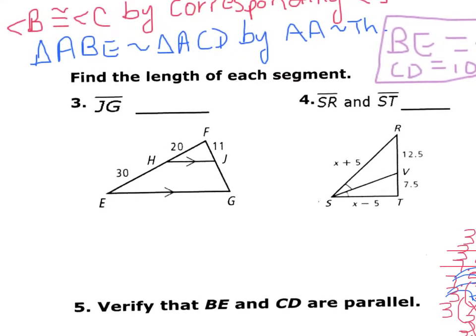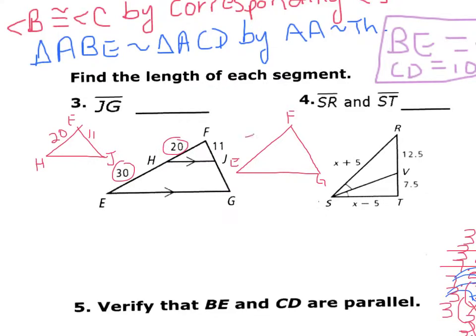It's just, draw the triangle separately. I'm going to draw F, H, J, which has a 20 and an 11. And then the other triangle, it's F, E, G, and that is, we need to add 30 plus 20, which is 50. And then I'm going to let just FG be X. I'm going to find that piece first, okay?